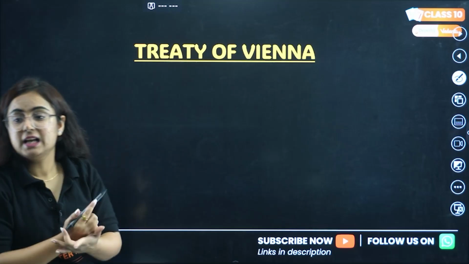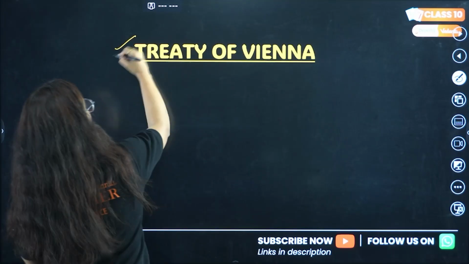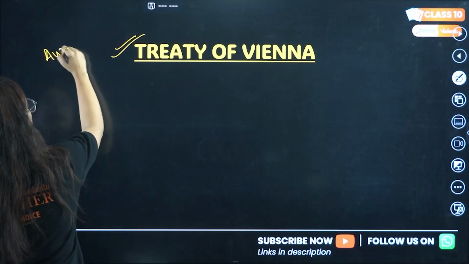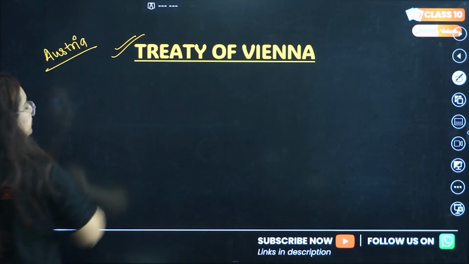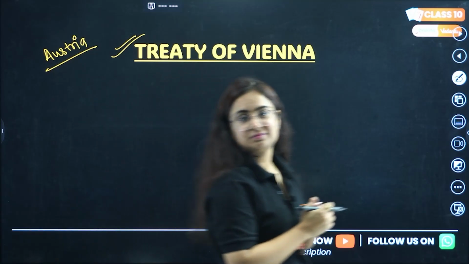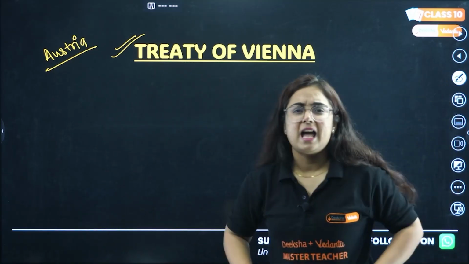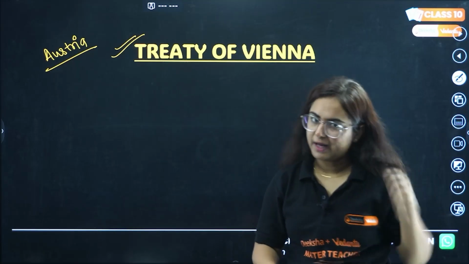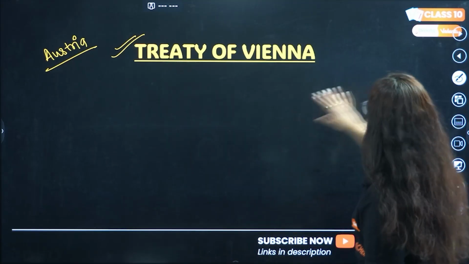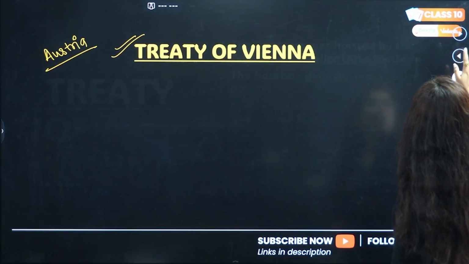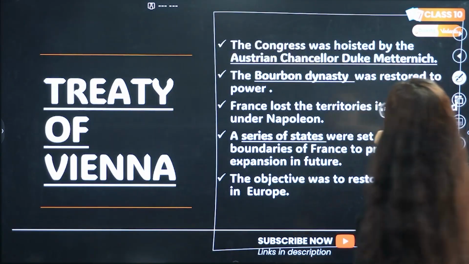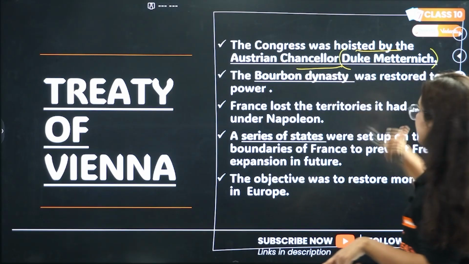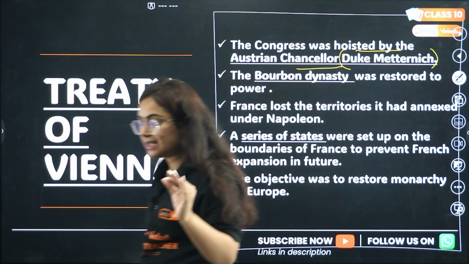After that battle, a treaty was signed and that treaty is referred to as the Treaty of Vienna. Right now, Vienna is the capital of a country, Austria, where the Austrian Empire was there. Okay, where the Habsburg Empire was there. Habsburg Empire was basically covering Austria and Hungary, and during the time Napoleon occupied Austria also. Okay. So in this Treaty of Vienna, what happened? It was hosted by an Austrian Chancellor, Duke Metternich.